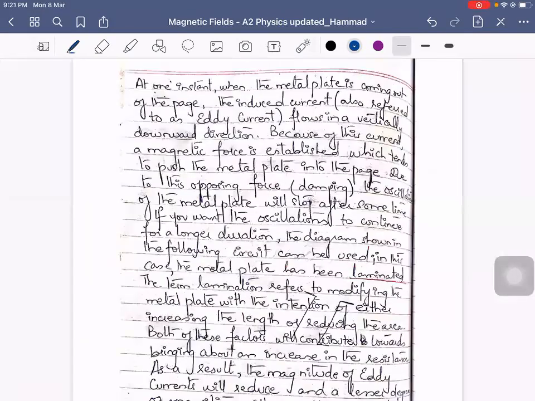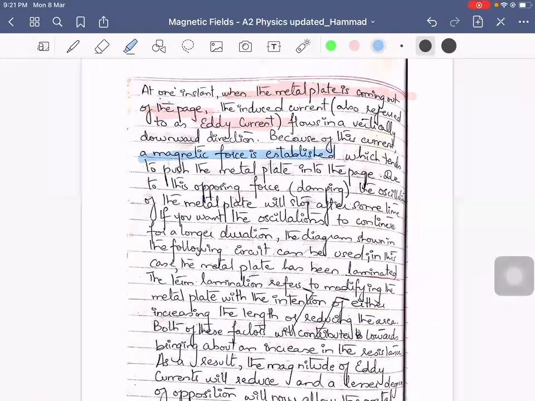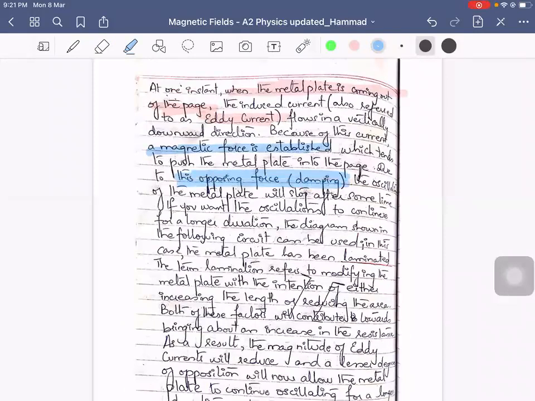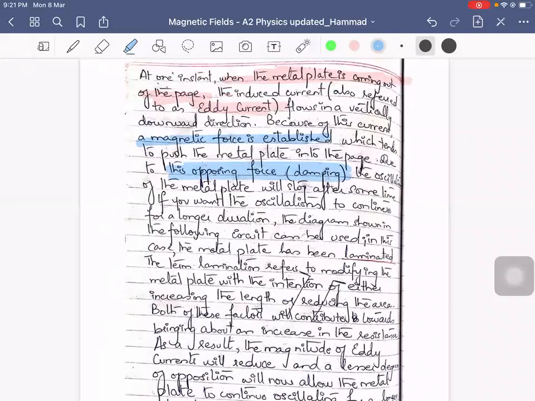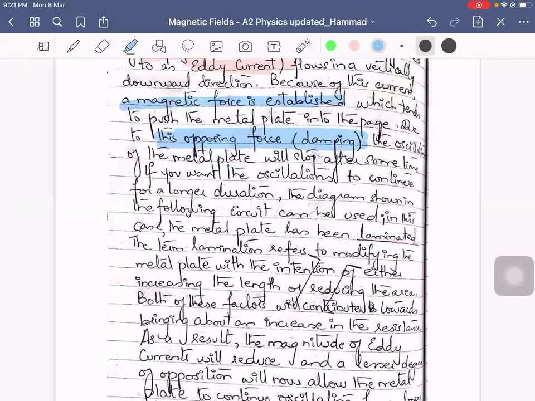So at one instant, when the metal plate is coming out of the page, the induced current, also referred to as eddy current, flows in a vertically downward direction. Because of this current, a magnetic force is established, which tends to push the metal plate into the page. Due to this opposing force, there's a damping or a loss of energy, thereby leading to a decrease in amplitude of the movement. The oscillation of the metal plate will stop after some time.